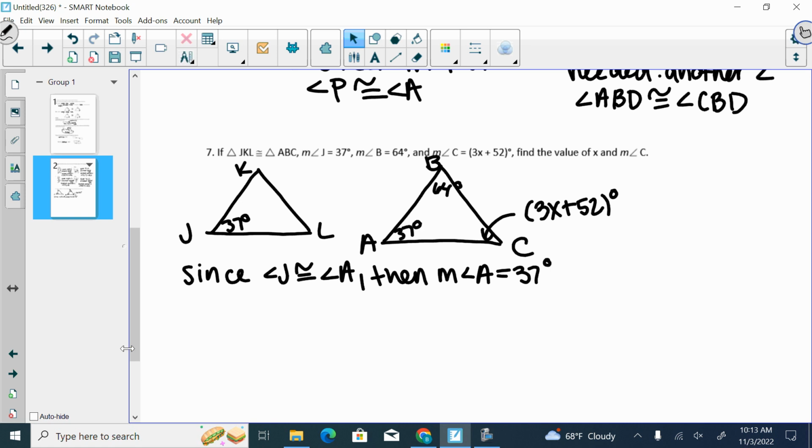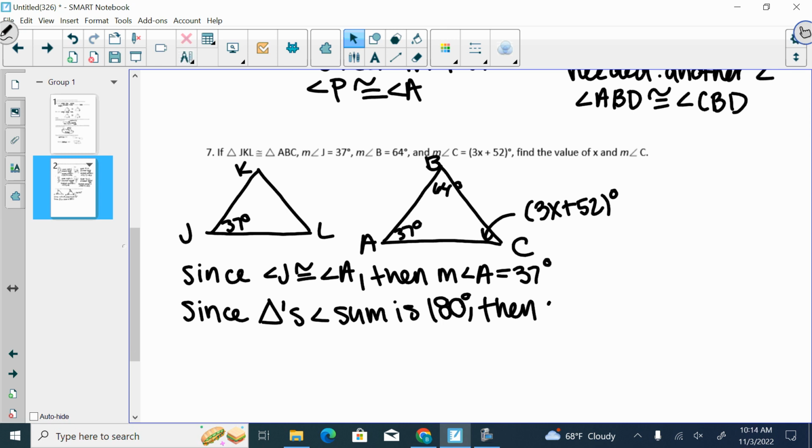Okay, and then, like Taylor was saying, that means we can add these all up, right? We know that a triangle's angle sum is always what? 180. Right. Add them all up and set them equal to 180.